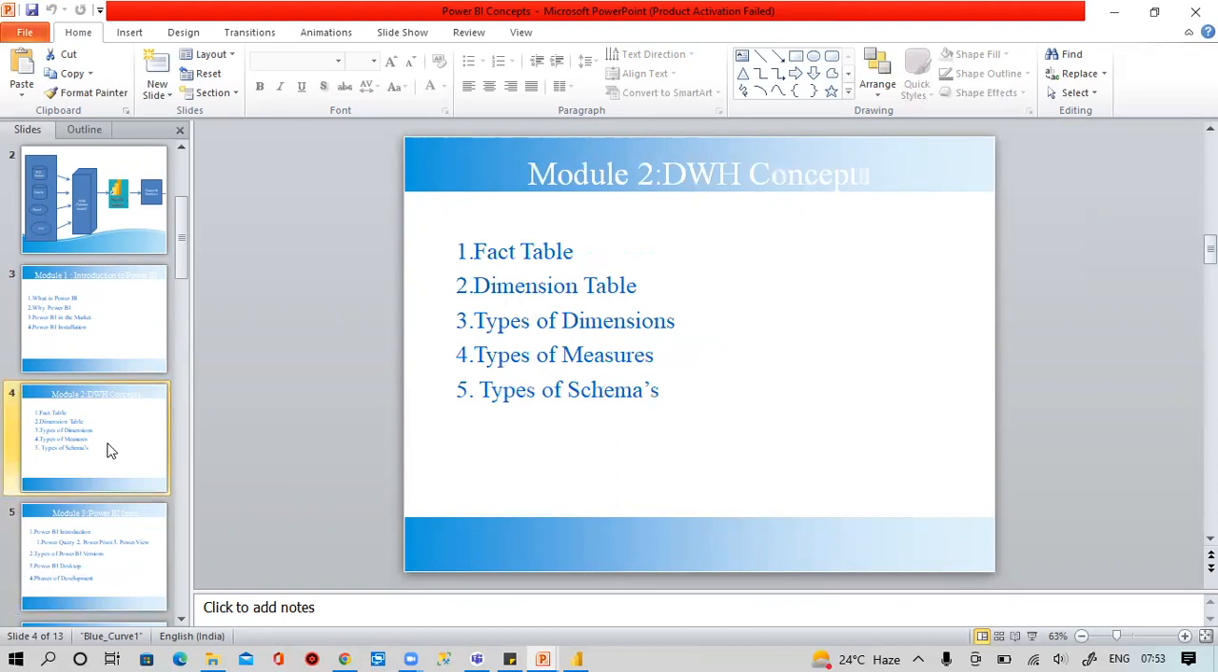In schemas, there are only two types of schemas. There is also one more, hybrid. People say hybrid model, where we have more than one fact table related to the remaining dimension tables. Okay.